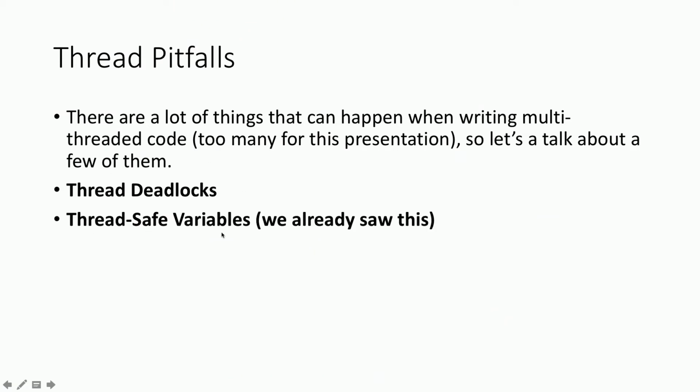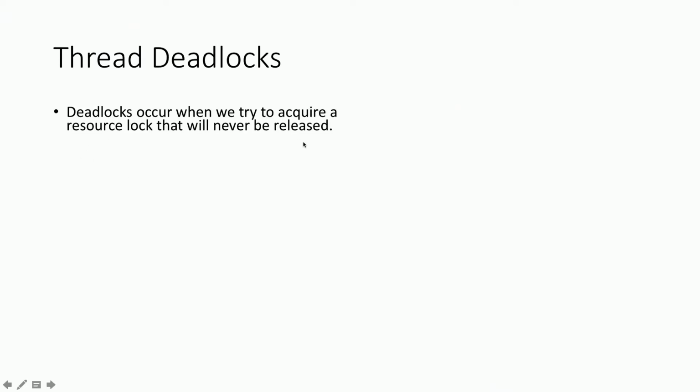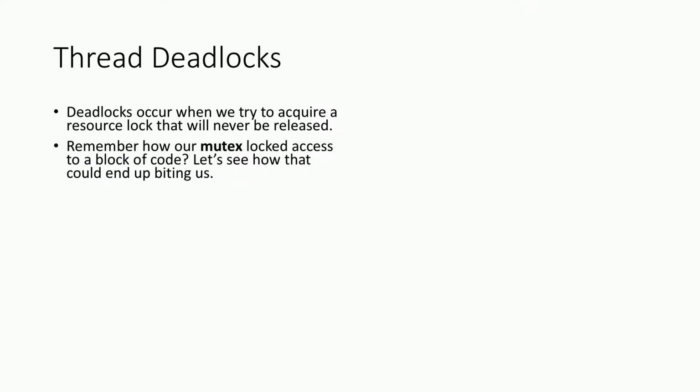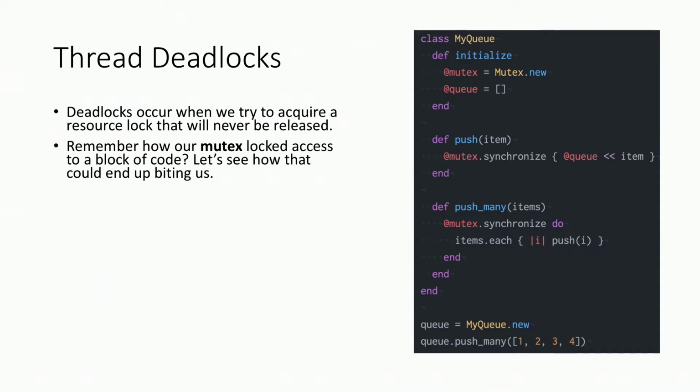Two of the main things we're going to talk about are deadlocks and thread safe variables, which is, I guess, that X example we saw at the beginning. Deadlocks occur when you try to acquire a resource lock that will never, ever be able to be released. So our mutex above locks access.